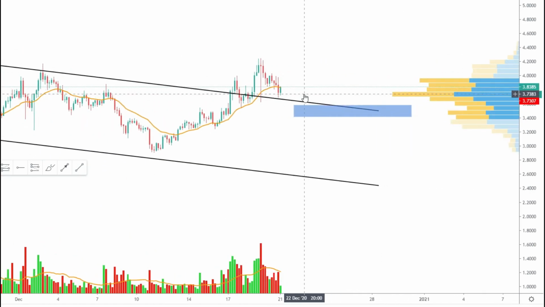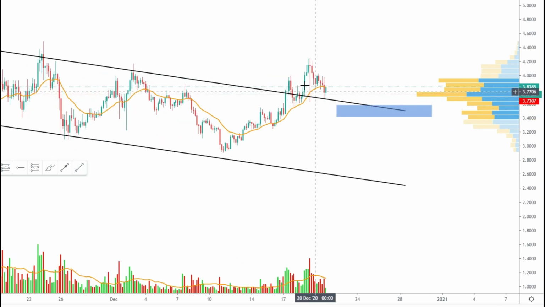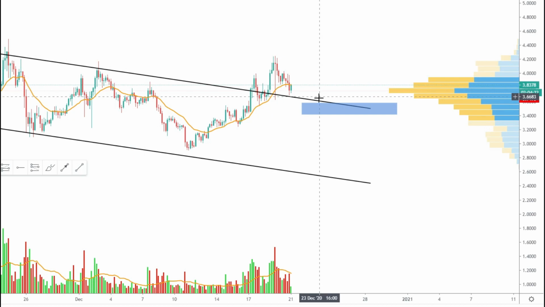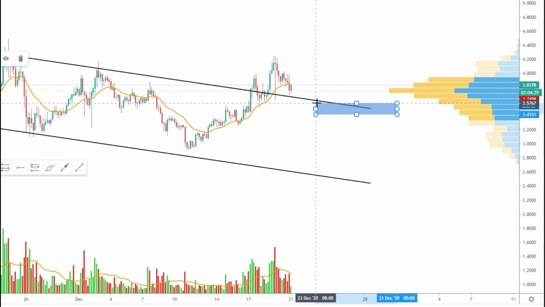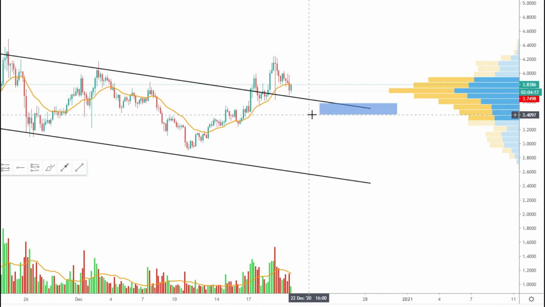But if we do break below this, then the next zone of support is going to be somewhere around the top of this channel here, somewhere around this 618 over here. And this, of course, also corresponds with some previous highs over here. This might be an interesting level, this 3.38 level. But really, this is more of a worst case scenario if it gets down to there.